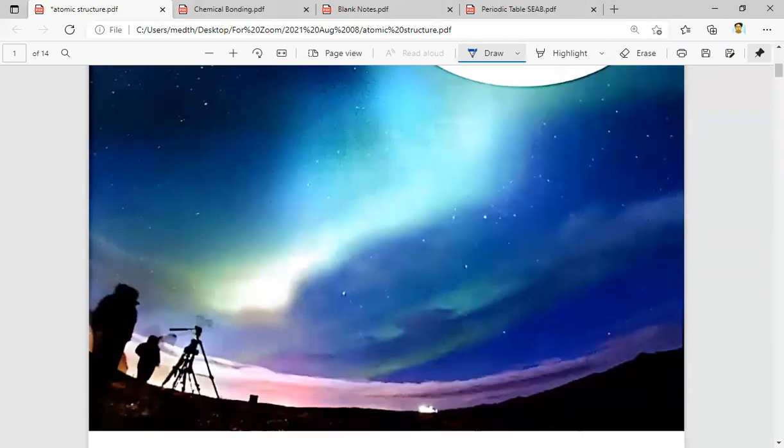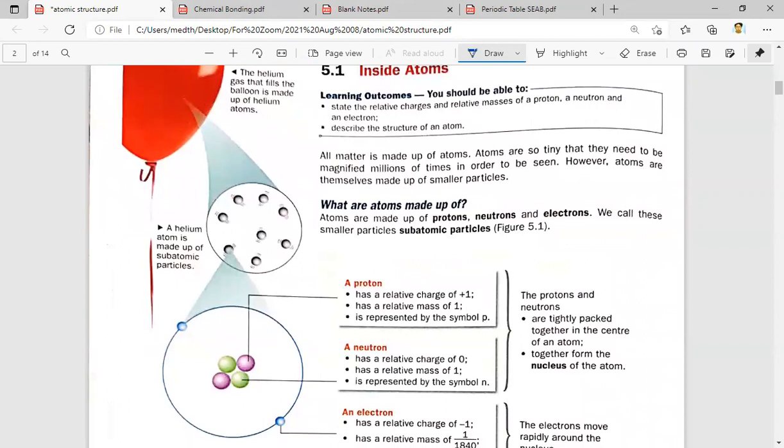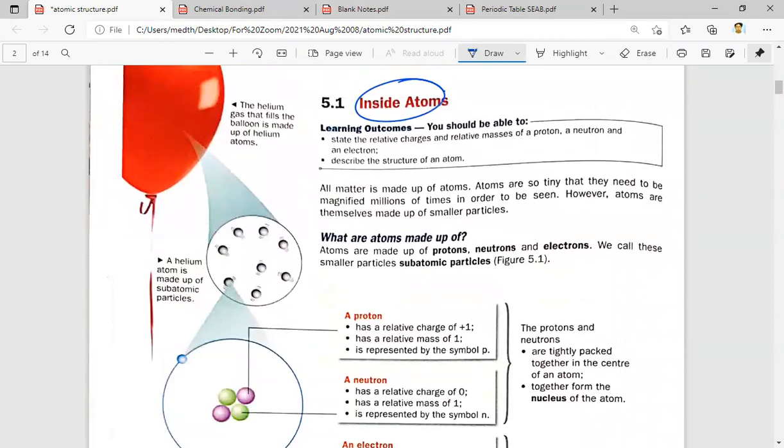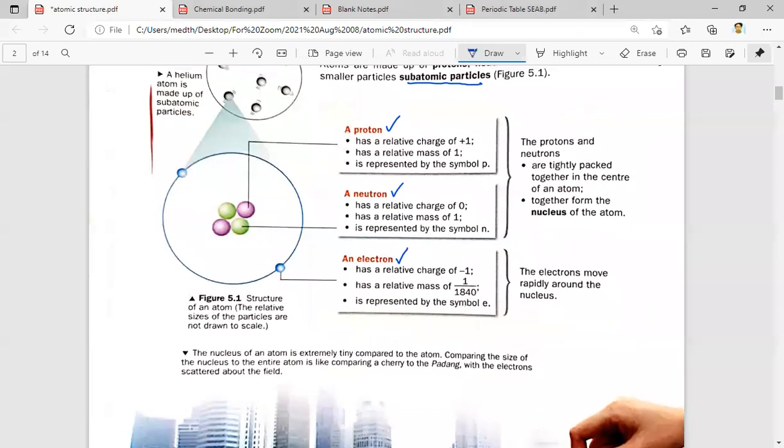Okay, so let's start. Atomic structure, in terms of what is really inside the atom itself. We know that an atom is made out of the three main subatomic particles. What are these three main subatomic particles? They're actually your protons, neutrons, and electrons. Now, your protons and neutrons are in the middle. Those in the middle actually have mass.